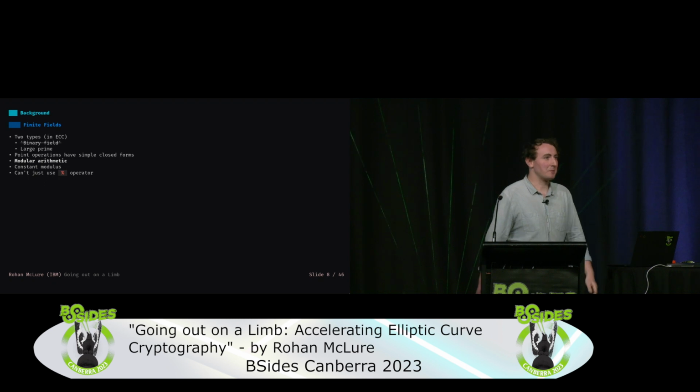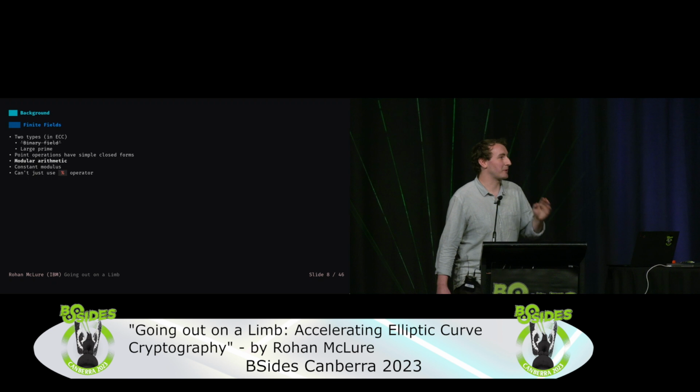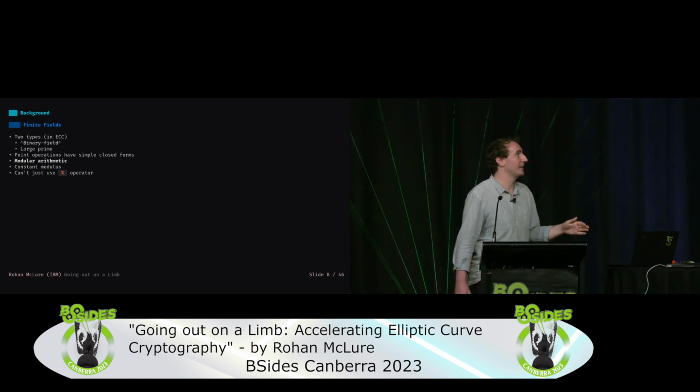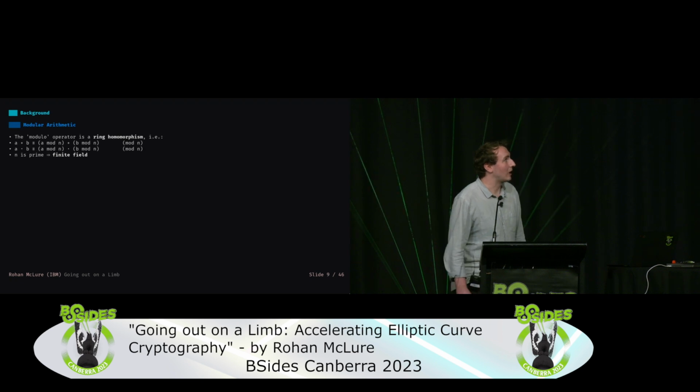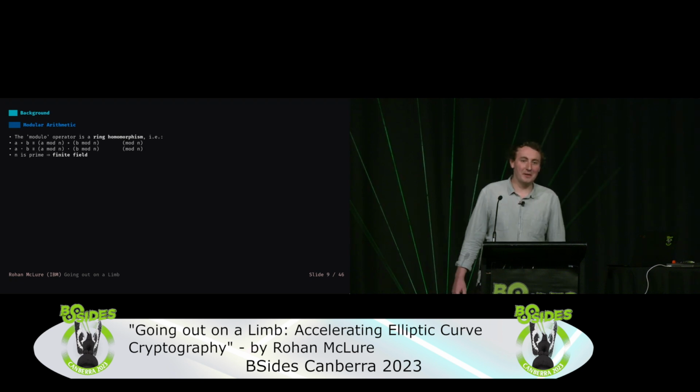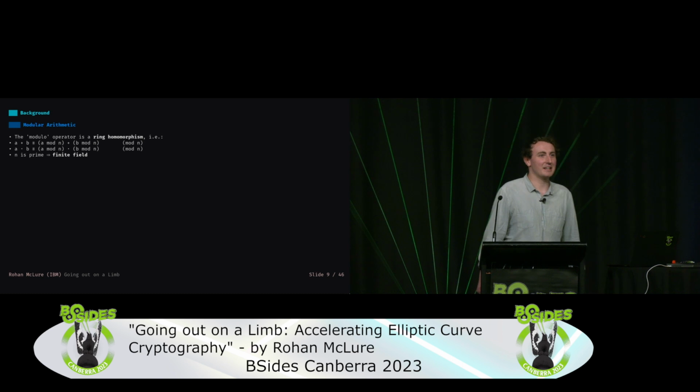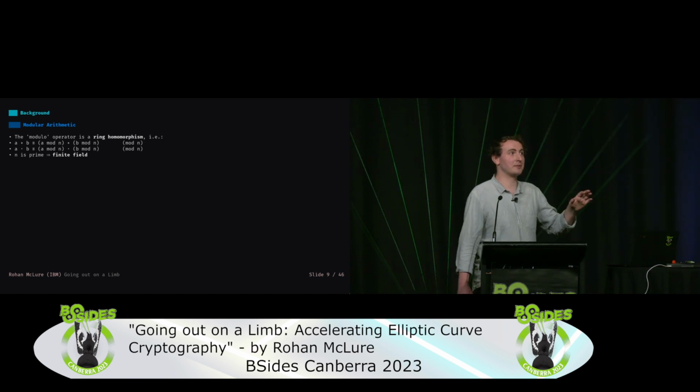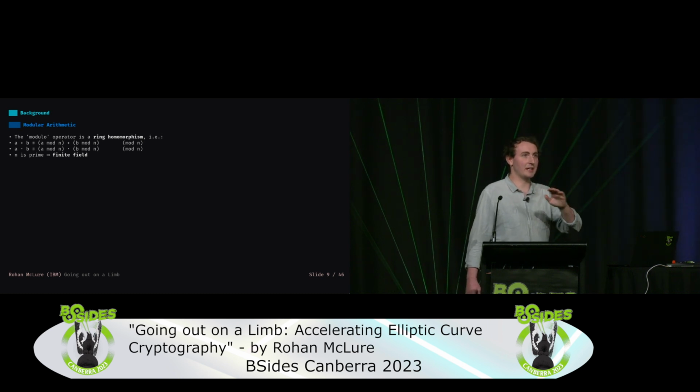Programmers in the room will be familiar with the percentage operator in most languages, but we need our modular reduction and all of our arithmetic to be constant time because it's crypto. A bit of a primer on modular arithmetic. Essentially, you can think of the modulo operator as divide by n and take its remainder.